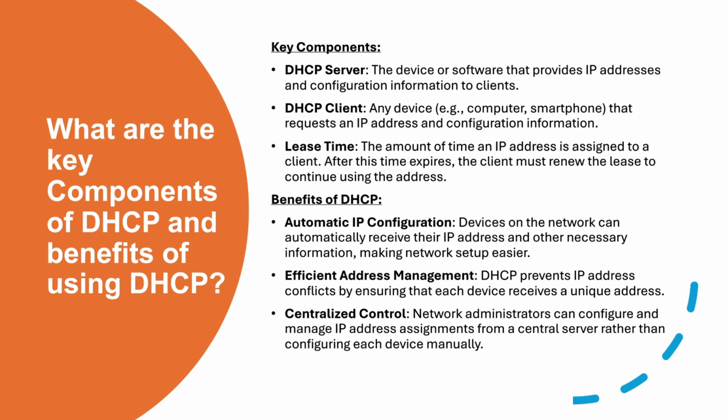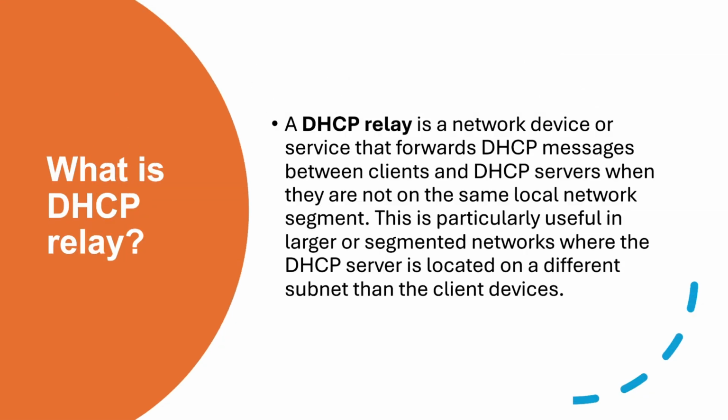Now we will come to our next topic, what is DHCP relay. So DHCP relay is a network device or service that forwards DHCP messages between client and DHCP servers when they are not on the same local network segment.